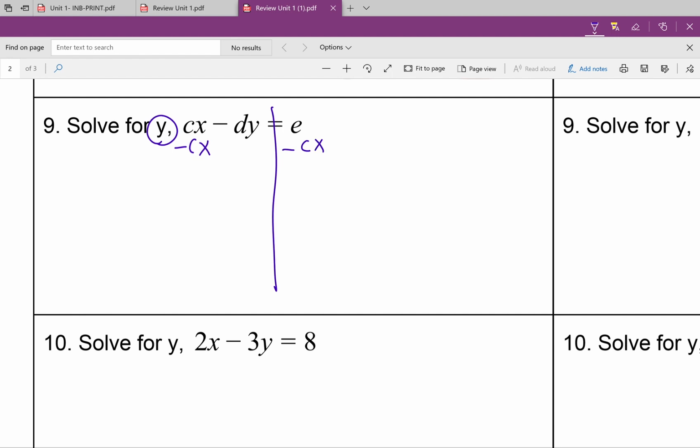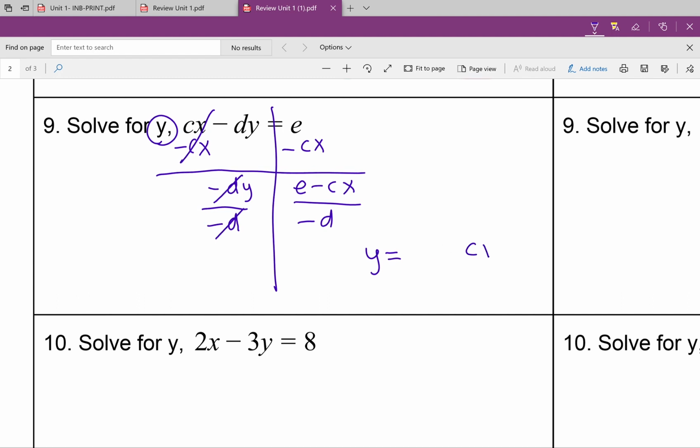Notice that we don't know what these numbers are, so I can't combine them in any way. So E minus CX is just going to be E minus CX. I don't know what they are. They're not the same variable, so I have to leave them that way. Bring down my negative dy. Then I'm going to divide by negative d, divide by negative d. That way I get y by itself, and I'm left with y equals E minus CX over negative d. That's my answer.